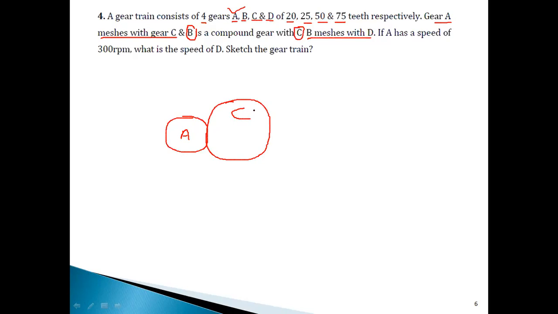But he says B is a compound gear with C. See, the question he has given says B is a compound gear with C, which means gear B and gear C are located on the same shaft. For example, what is the number of teeth for gear B? It is 25, which means the size of gear B has to be less than the size of gear C. So if I mount it on the same shaft, how do I get the sketch? This is gear B. Both B and C gears have the same center, on the same shaft itself.